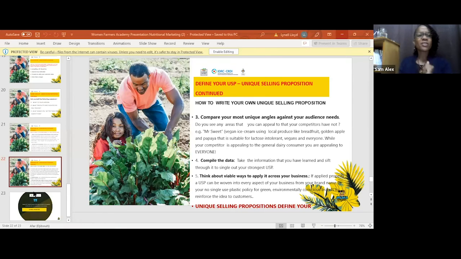You look out there and you don't say, okay, so John has an ice cream shop down the road. Barbara has an ice cream shop down the road. So now Sam is going to open an ice cream shop and sell the same ice cream that John and Barbara are selling. No, Sam has to do something vastly different. Sam has to have a unique angle. What is John and Barbara not offering? What can I offer? Where are the gaps? Okay. The next point, compile the data.